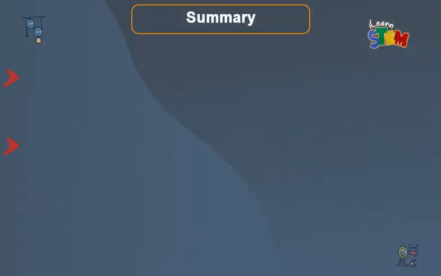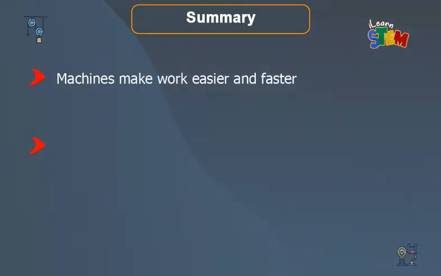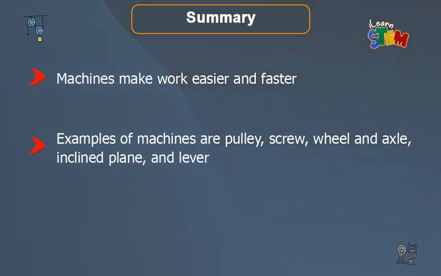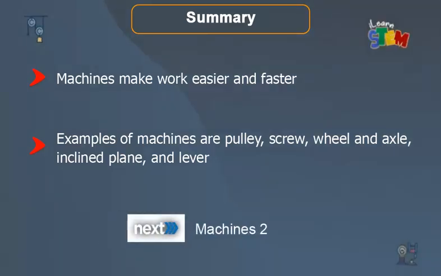Great job so far. Let's recap what we've learned. Machines make work easier and faster. Examples of machines are pulley, screw, wheel and axle, inclined plane, and lever. In our next lesson, we will be learning more about machines.